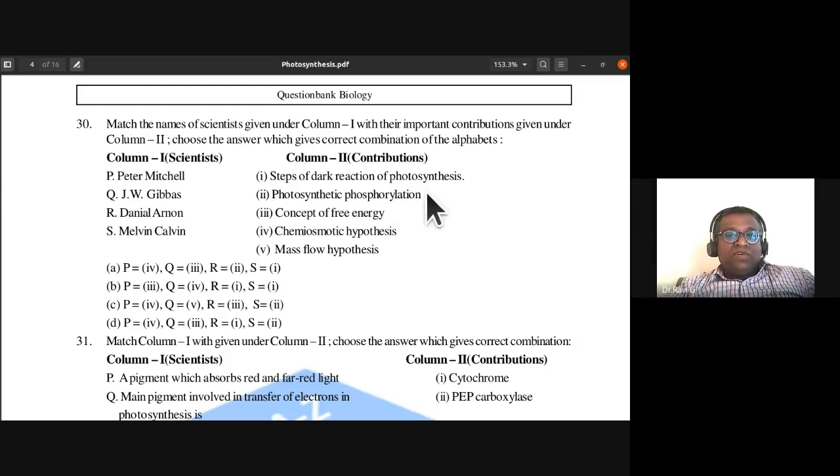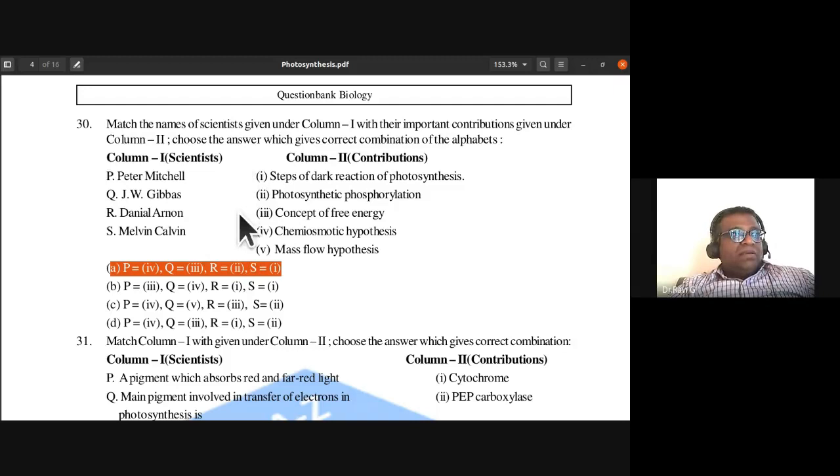The photosynthetic phosphorylation work was done by Daniel Arnon, and Melvin Calvin gave the steps of dark reaction of photosynthesis. So the right answer for this is A, with P4, Peter Michel, chemiosmotic hypothesis, Gibbs concept of free energy, Arnon photosynthetic phosphorylation, and Melvin Calvin steps of dark reaction of photosynthesis.